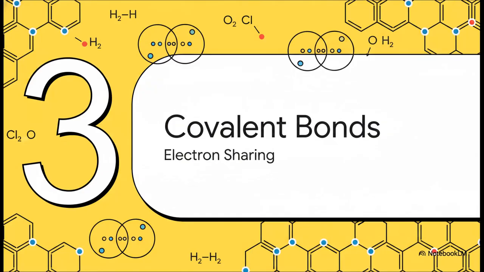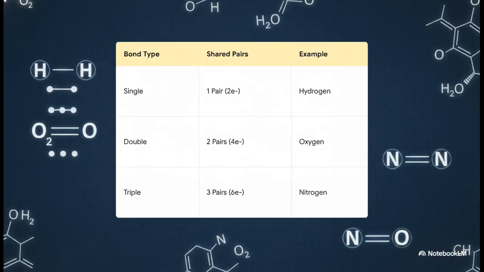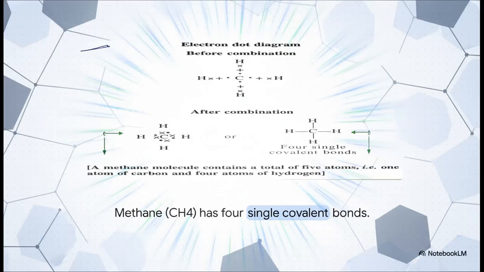Section 3. Covalent bonds. Equal electron sharing. So, what happens when sharing is actually a better survival strategy than complete transfer? Well, neither nonmetal wants to completely give up an electron, so they compromise. Depending on what they need, they might share 1, 2, or 3 pairs of electrons. If they share 1 pair, that's 2 electrons total, making a single bond. 2 pairs make a double bond, and 3 pairs make a triple covalent bond, exactly like we see in nitrogen. Take methane, for example, another one of our must-know molecules.